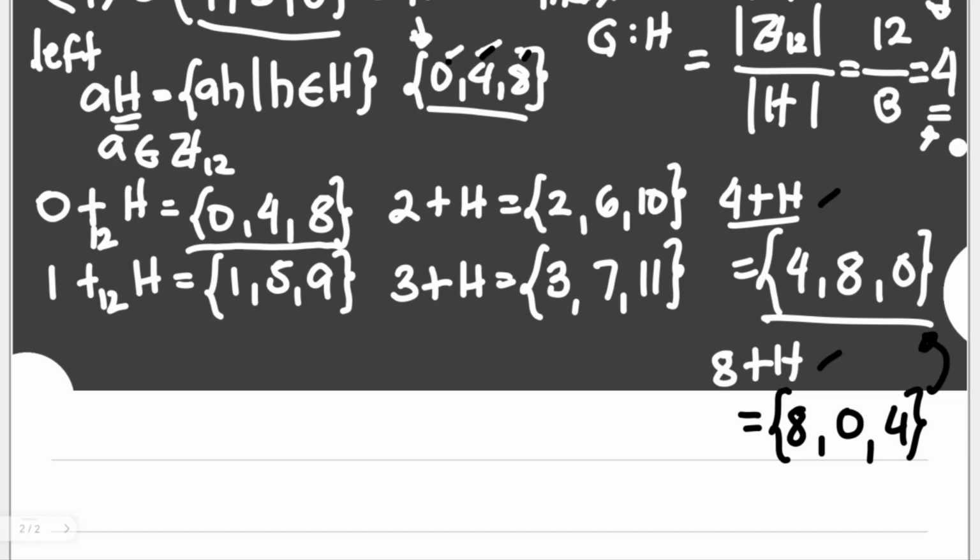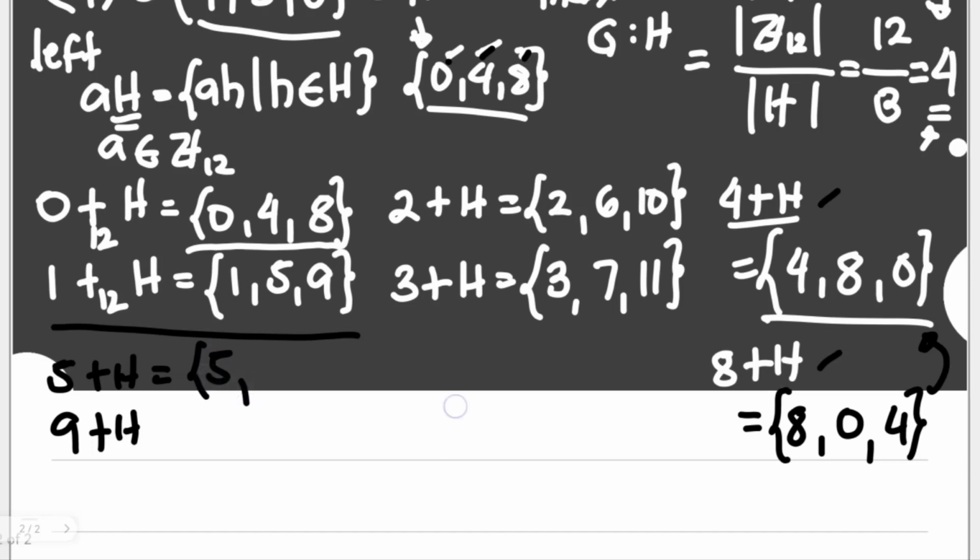Look at this here. This is also true with 5 plus h and 9 plus h. Because for 5 plus h, 5 plus 0 is 5. 5 plus 4 is 9. 5 plus 8 is 13. That's 1 modulo 12. They are just the same. As for 9, 9 plus 0 is 9. 9 plus 4 is 13. That's 1 modulo 12. And 9 plus 8 is 17. That's actually 5 modulo 12. So they're just the same.